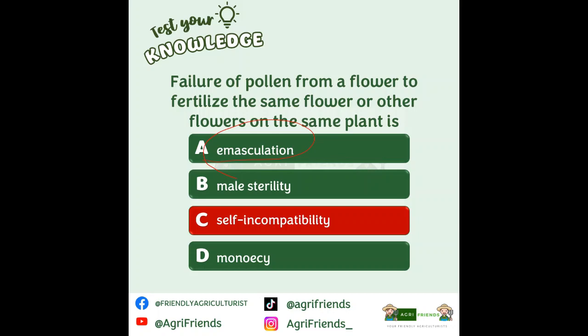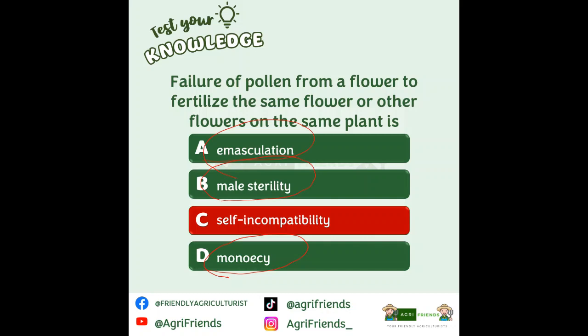Emasculation is the removal of the stamen or anthers or killing the pollen of a flower without harming the female reproductive organ. Male sterility, this is the impairment of the male reproductive development as a result of underlying genetic causes. And this will lead to the malformation of the male gametes or the pollen. Monoecy, it refers to the state of having both male and female parts. So, it is also called hermaphrodism.